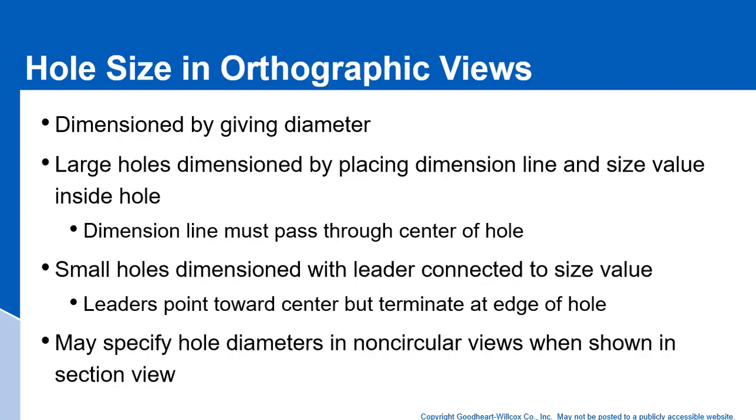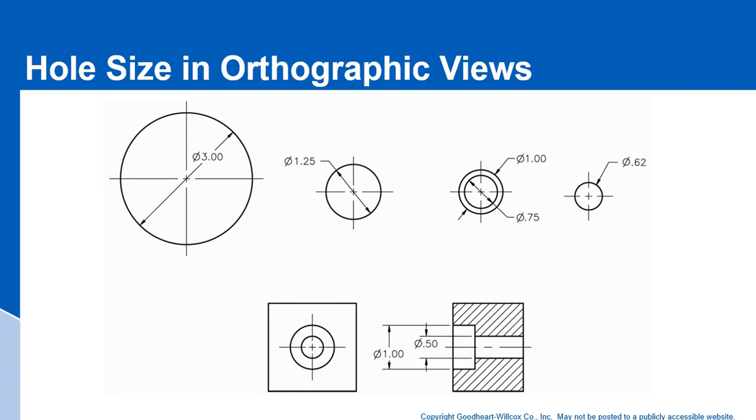Now, hole size in orthographic views, there are several ways to do that. It's dimensioned by giving the diameter, and large holes are dimensioned by placing the dimension line and size value inside the hole. Okay, so here's an example. We've got a large diameter here, and we put the dimension inside the hole. This is a smaller diameter, so we put the dimension outside the hole with the dimension line inside the circle.